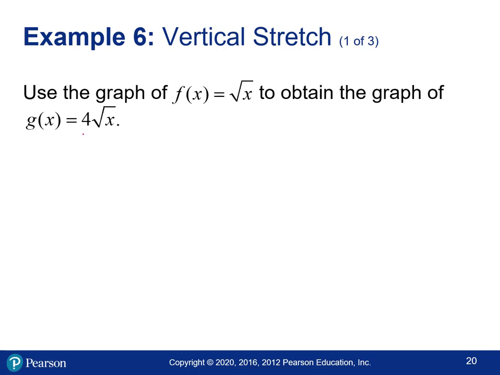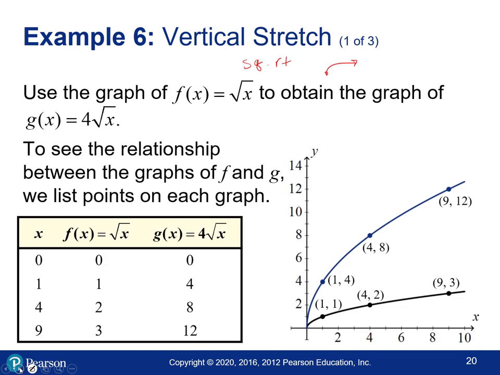Next, we're going to be doing vertical stretching and compressing. So this is a new type of transformation, and we'll go through it. Our original function is again our square root one here. That's our parent function, and it's that shooting star shape. And we're going to graph a new one that's 4 times square root of x.